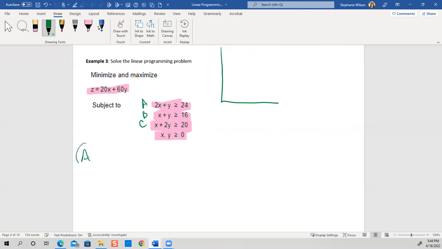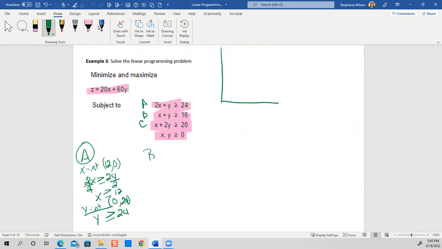For A, my x-intercept, we plug in 0 for y. That means I get 2x is greater than or equal to 24. Divide by 2, x is greater than or equal to 12, so I'm going to put 12 in that ordered pair. For the y-intercept, we know x is 0, so I plug in 0 for x. I get y is greater than or equal to 24, and 24 is my answer.